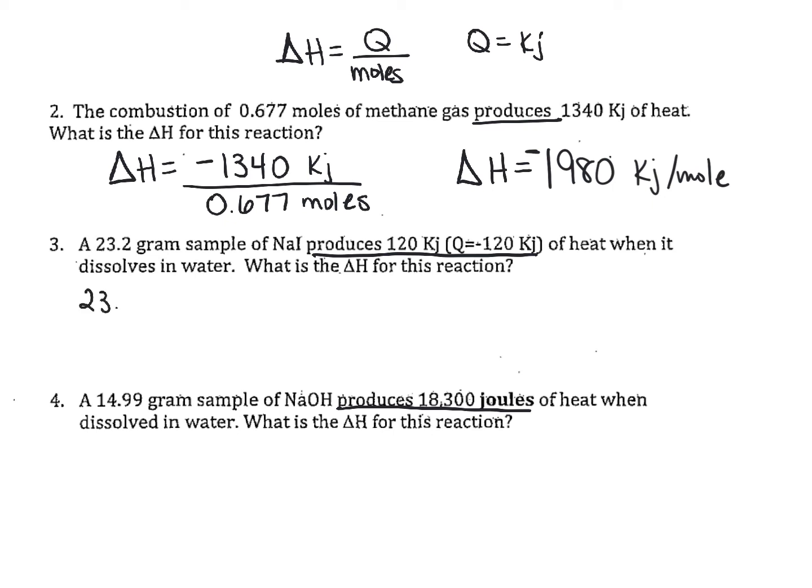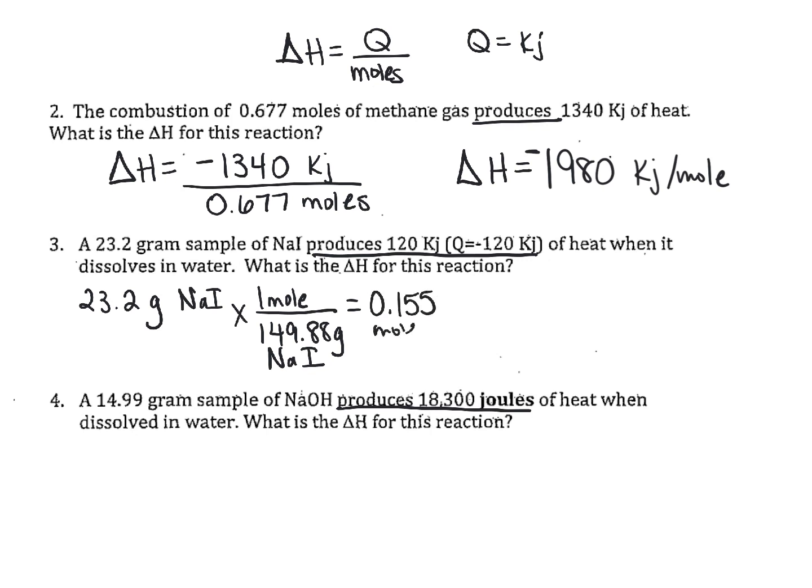So the first thing that we have to do is take the 23.2 grams of sodium iodide and convert that into moles. So remember from our stoichiometry unit that 1 mole of a material is equal to its molar mass that we look up on the periodic table. So the molar mass of sodium iodide is 149.88 grams. So that means that we have 0.155 moles of sodium iodide. So now we're ready to calculate our delta H.